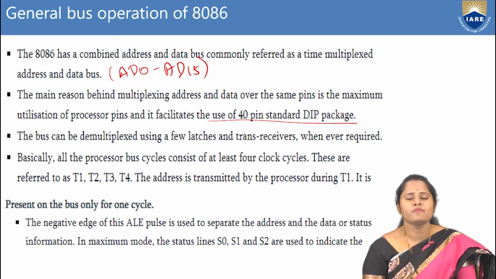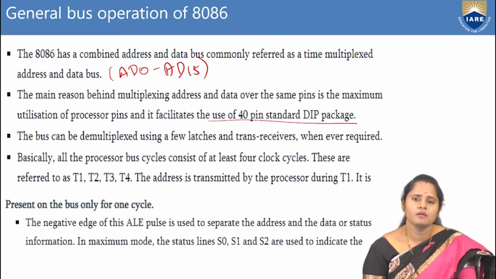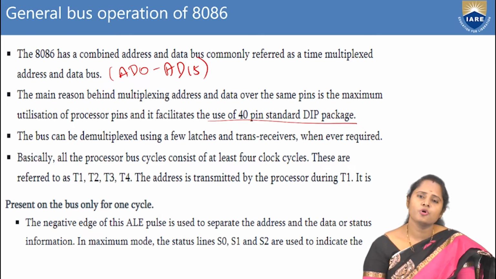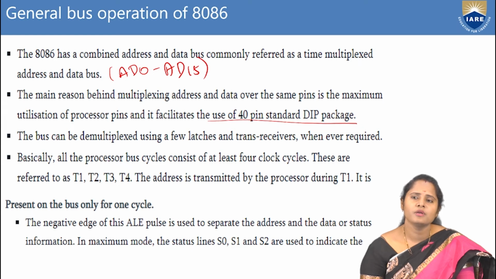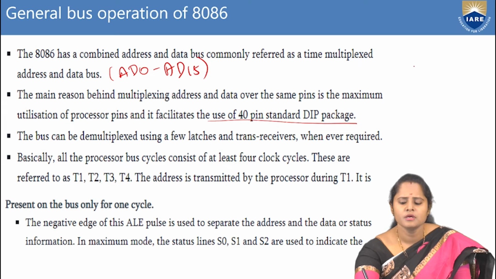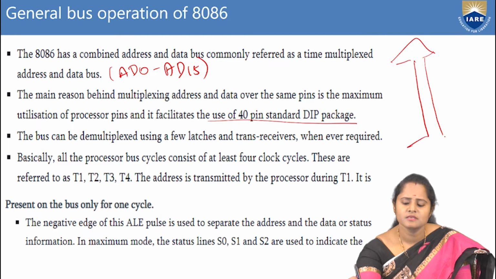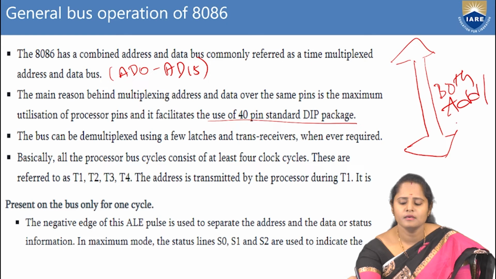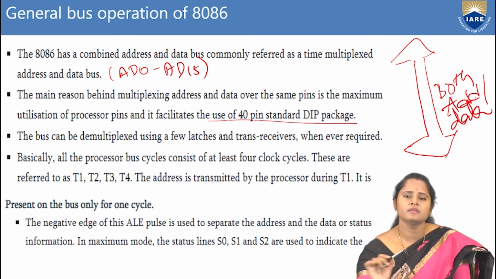So what happens when the power consumption is more for an IC? It will burst out, or the IC doesn't work. So in order to make all these considerations, we have multiplexed our address and data pins in order to reduce it into 40 pins by using a dual inline package. So what we have understood is that only one single bus is present, which acts as both address and data.